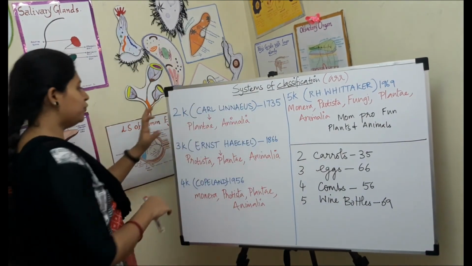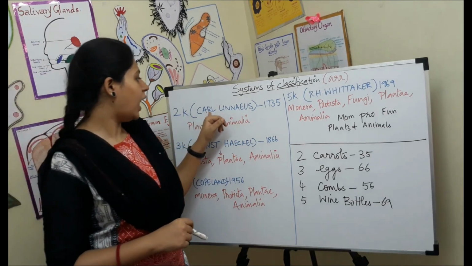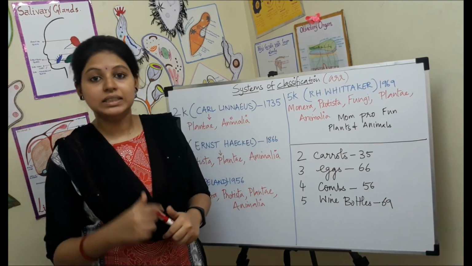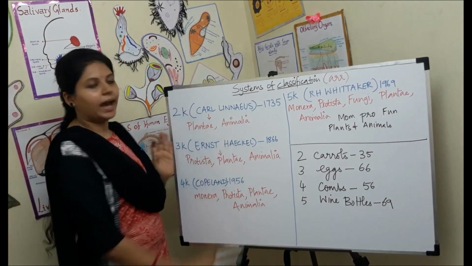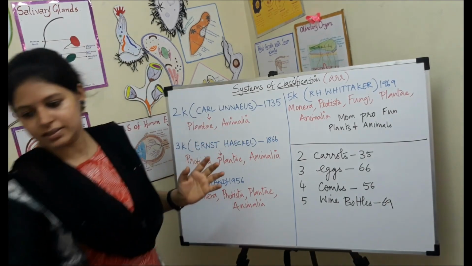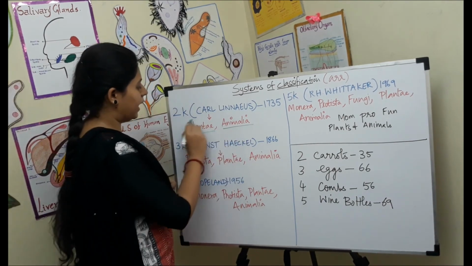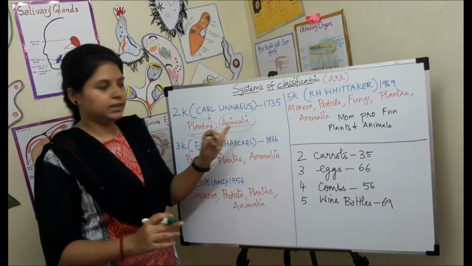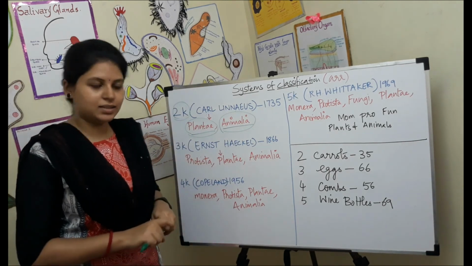First is the two kingdom system of classification. It was put forward by Carl Linnaeus in the year 1735. He placed Plantae and Animalia into separate kingdoms. Plantae, you have plants, and Animalia, you have animals. So Plantae will have plants, Animalia will have all the animals under this kingdom. So Carl Linnaeus put forward the two kingdom system of classification.